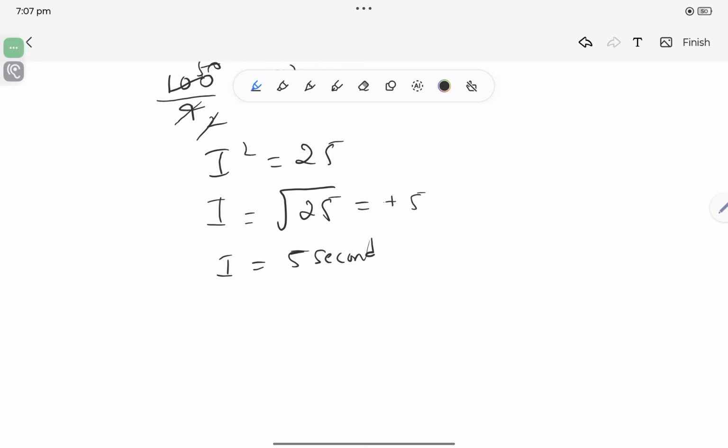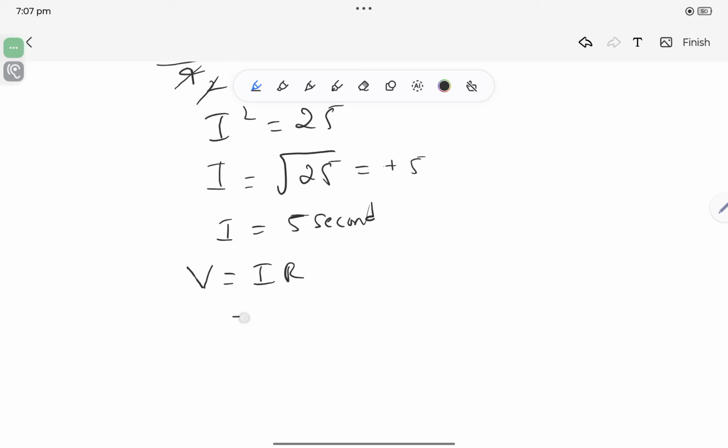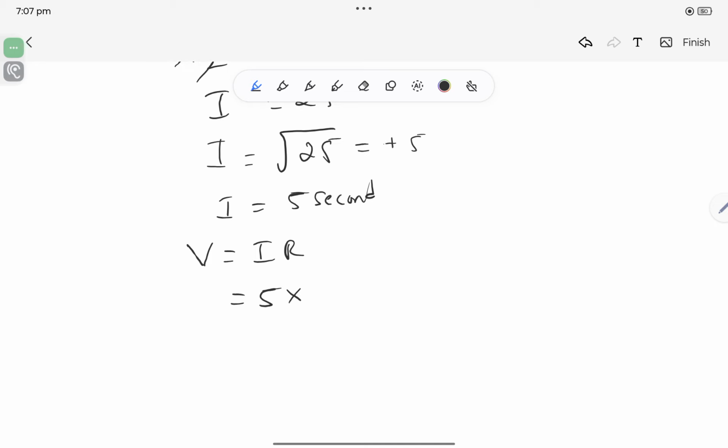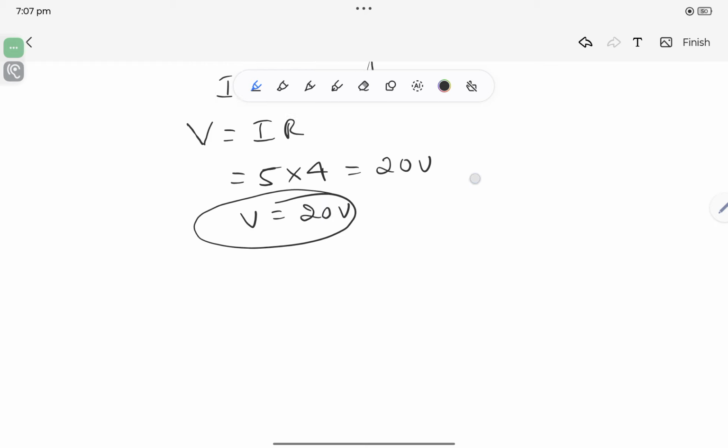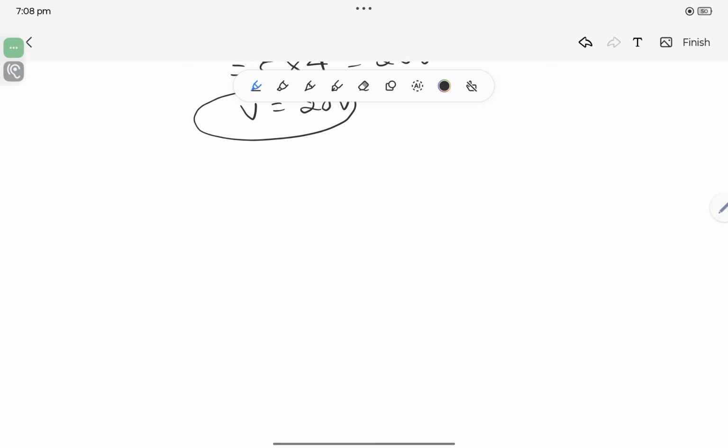So according to Ohm's law, V is equal to IR. Here current is 5 ampere, resistance is 4 ohm. So 20 volt. So the potential difference is 20 volt. This is about the heating effect.